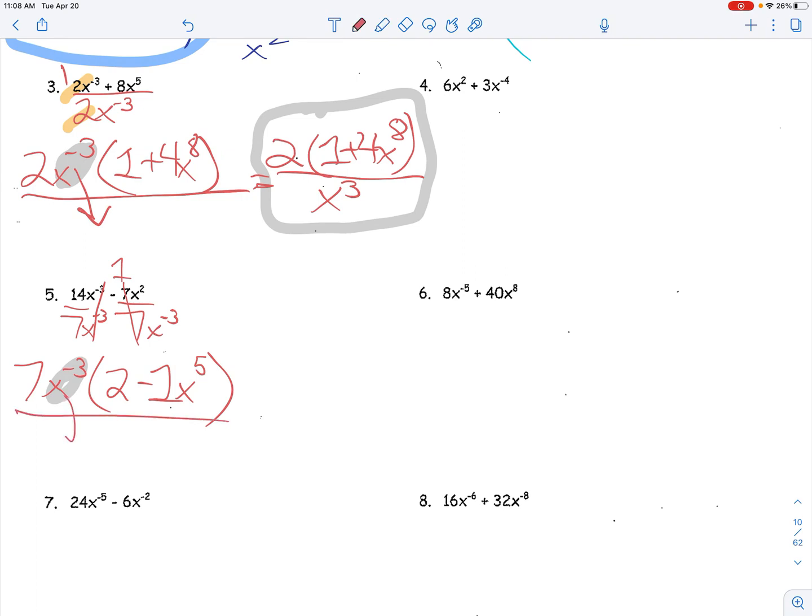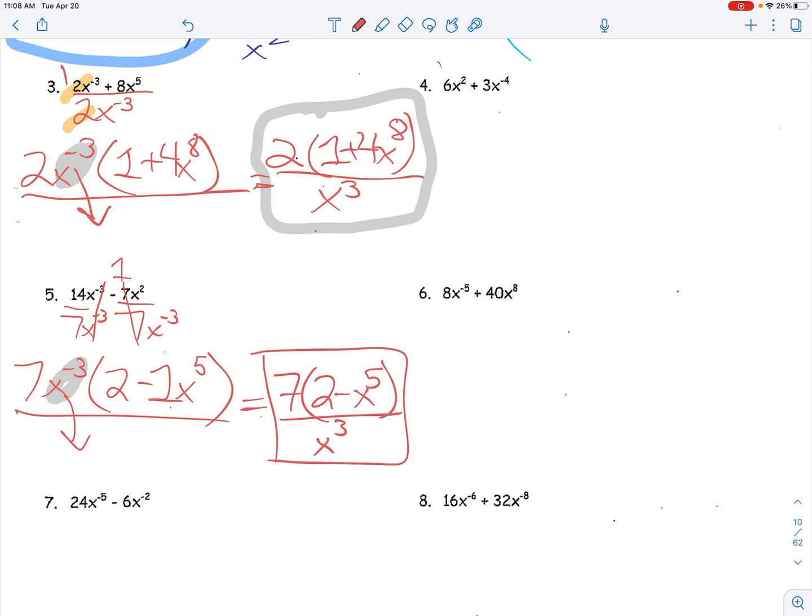All right, so here we go. Once again, we have a negative exponent. We want to make that positive. A little location change. So 7 parentheses 2 minus 1x to the 5th, which I'll just write as minus x to the 5th over x to the power of 3. All right, is that your answer there to number 5, people, okay?